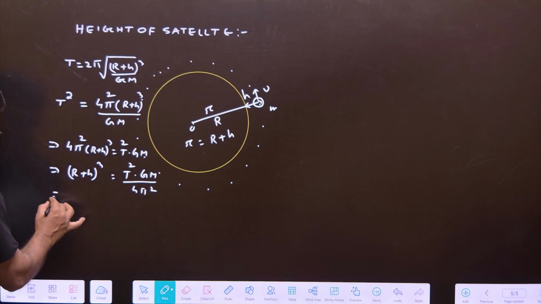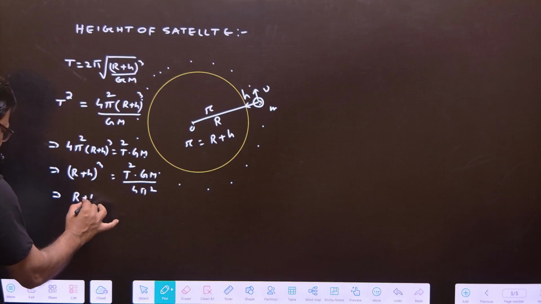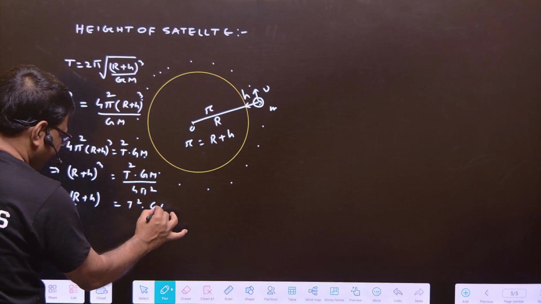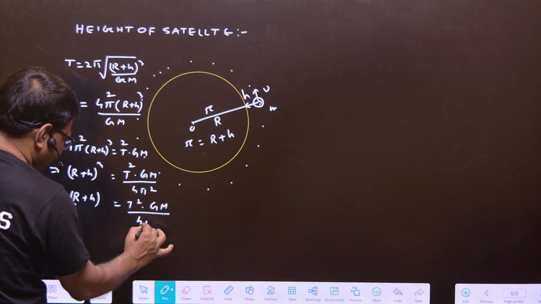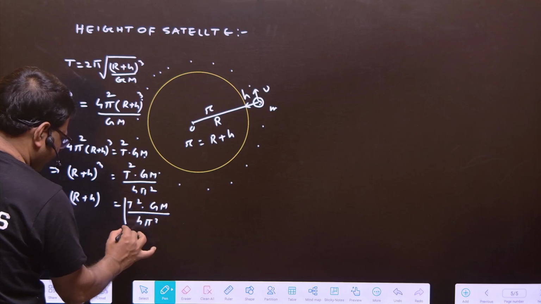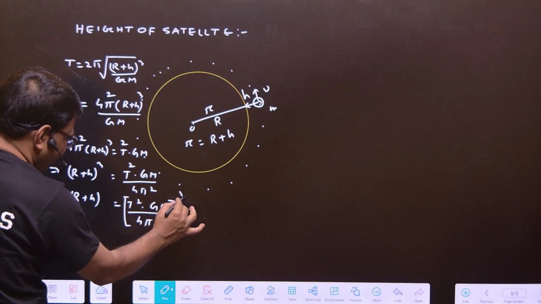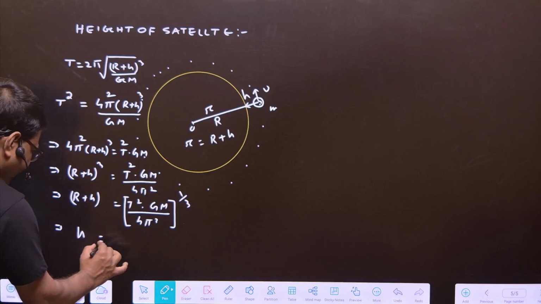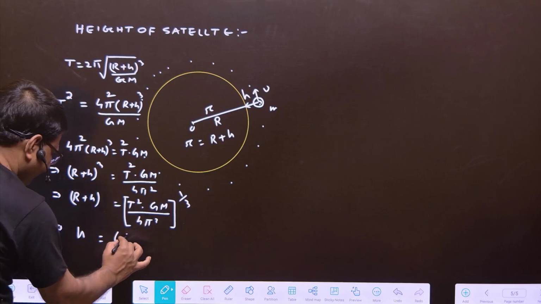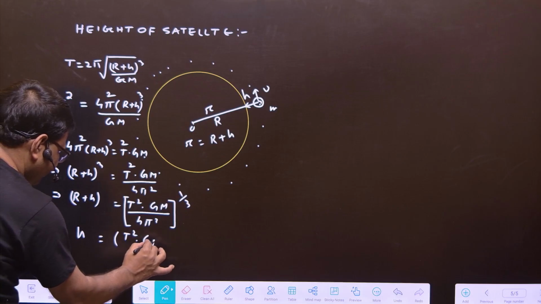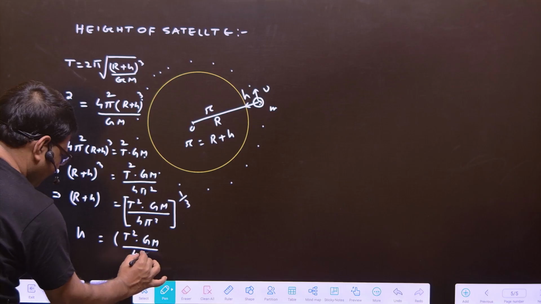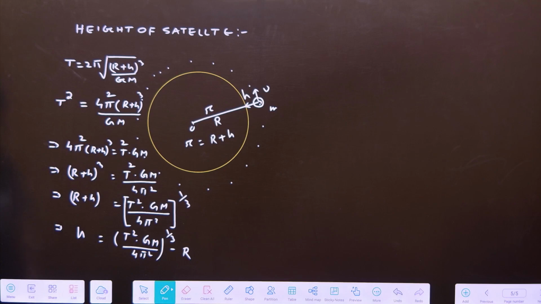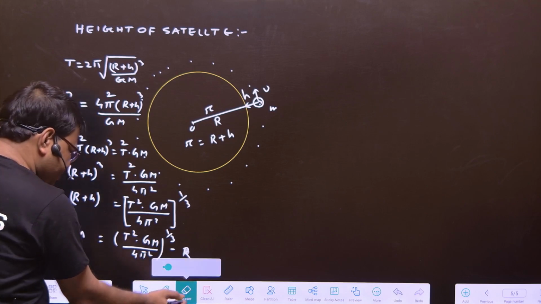From both sides, for R plus h we have to take the power 1/3. It will come (T square into GM divided by 4 pi square) whole power 1/3. So from this relation the h value we will get: h is equal to (T square into GM divided by 4 pi square) power 1/3 minus R. This is the expression of the height of the satellite.